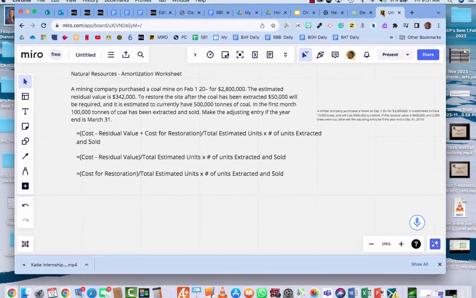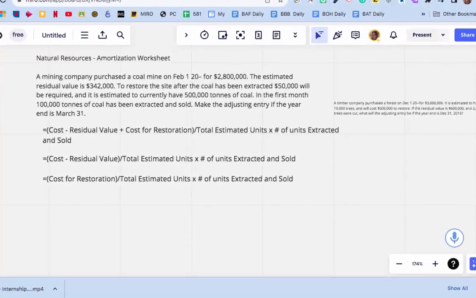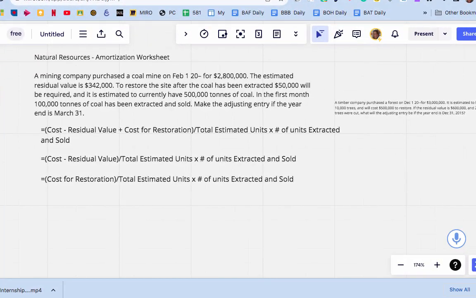So in our first example, we have a mining company, a coal mining company. This mining company purchased a coal mine on February 1st for $2,800,000. This is our cost. The estimated residual value is $342,000, and this is our residual value, which is this part of our formula. And here's our restoration cost.